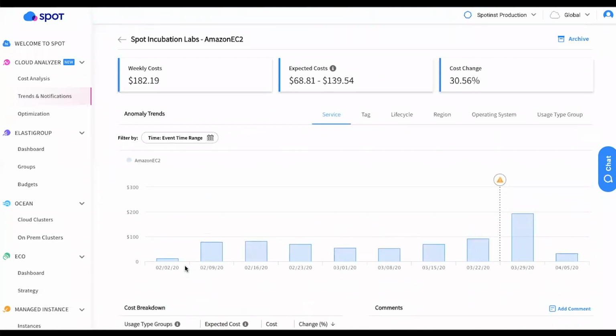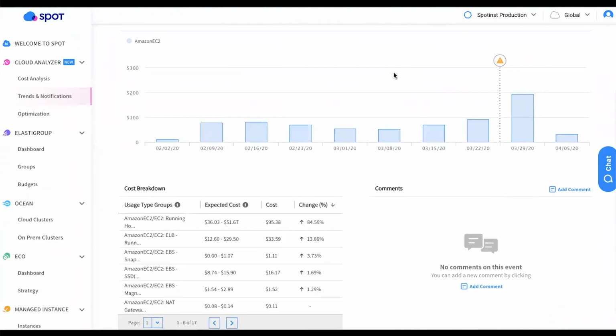You can also see all events, but we're just limiting it to the most important ones over here. So you can see here that I've drilled into this particular incident that occurred. I can see that all of a sudden we had a $182 increase in spend, pretty significant, about 30% higher than the norm. We were expecting only 68 to 139. That would be the normal expected cost, but instead we see that it's 30% higher. So that's definitely worthy of our attention.